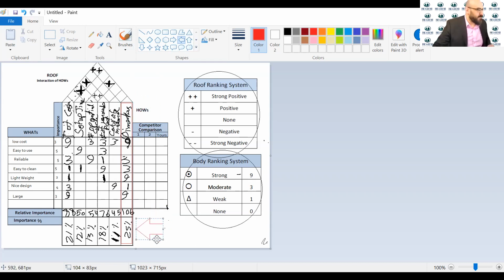This will affect multiple areas. The dimensions will affect multiple areas, such as the cost, such as the reliability, such as the ease of cleaning, such as the lightweight. So now what you want to do is focus on the dimensions. What would be a really nice dimension that will fit all these multiple criteria?